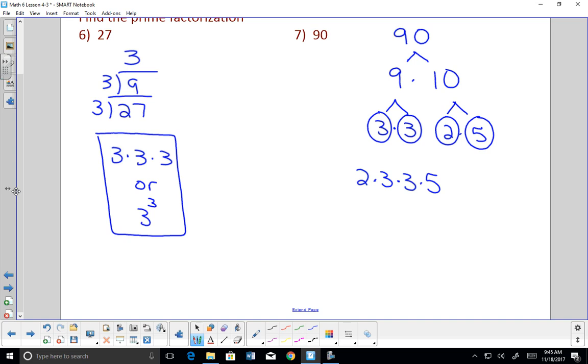We know that this is 90, so 2 times 3 squared times 5 would be the other way of writing it. You have to write it in smallest to largest. You can't write 3 times 3 times 2 times 5. You can't write it in the order that you've finished it. You have to write it in smallest to largest order. That's prime factorization.